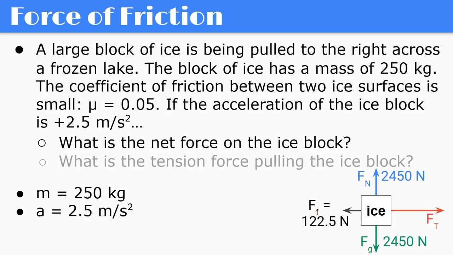We can find net force if we have all of the vectors in our free body diagram labeled, because then we can just add them together, horizontally and vertically separately. But I don't have tension, so I can't do that. The other way to find net force is F net equals ma, which is why I gave you an acceleration. You already had a mass, so we're going to use F net equals ma to find net force with the mass and the acceleration in the question.